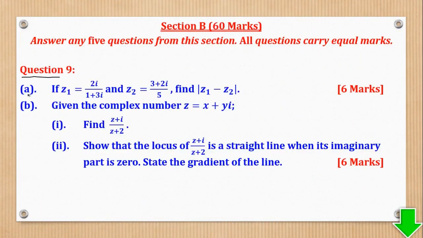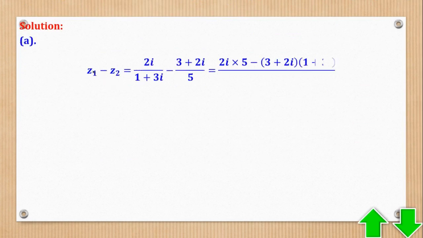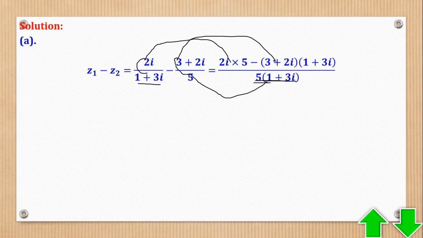Then question 9, part A says, if z1 is equal to this and z2 is equal to this, find this. So let's first begin with part A. For z1 minus z2, I'll get z1, get also z2, then get the LCM. The LCM is this. So this LCM divided by this, you remain with 5. 5 times 2i gives you this part. Then again, the LCM divided by 5, you remain with 1 plus 3i times this to give you this part.